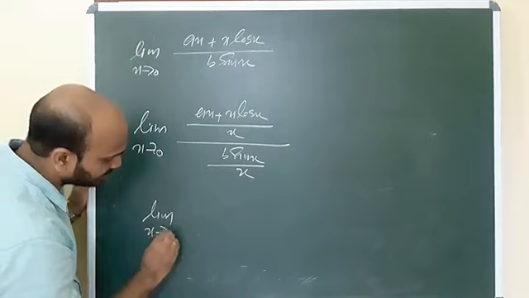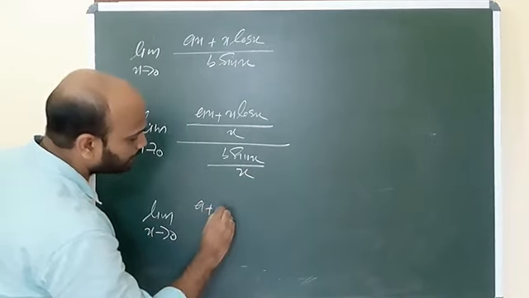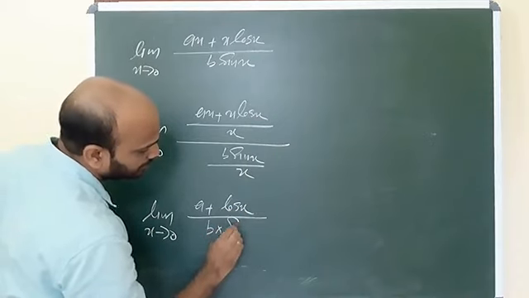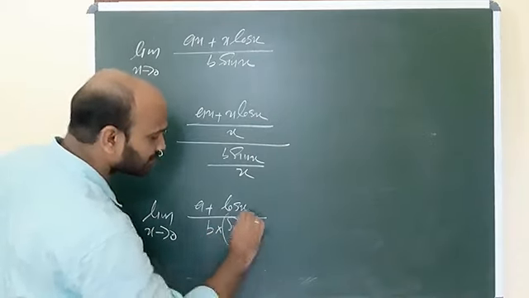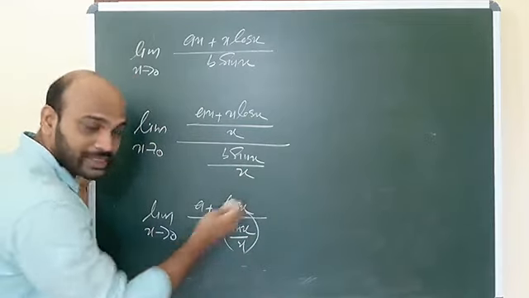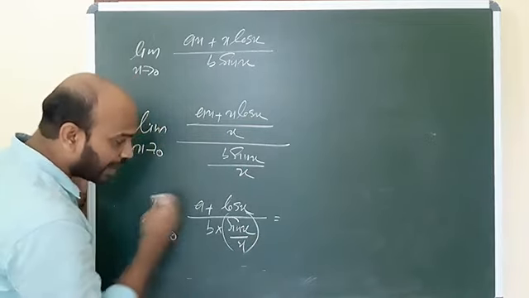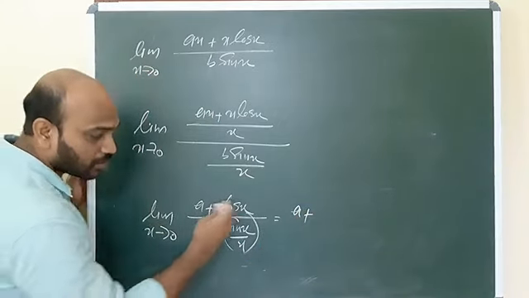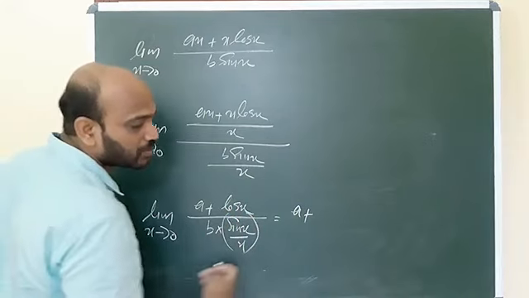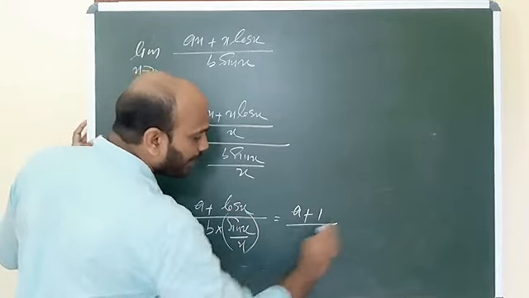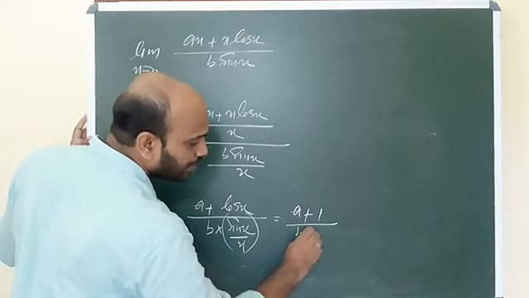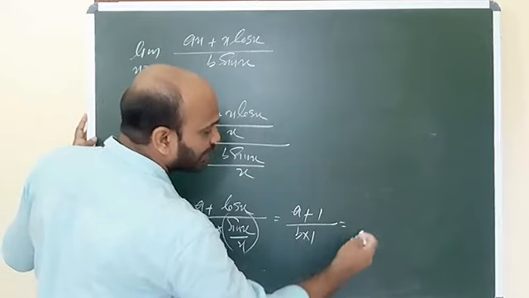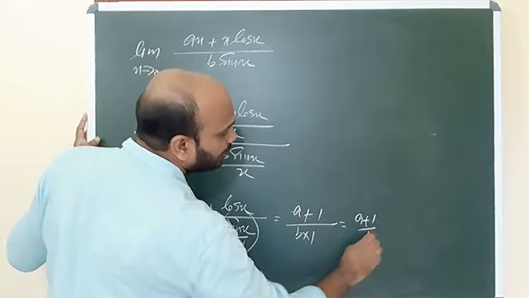So we'll get limit x tends 0, a plus cos x, right, by b into sin x by x. Now we can apply the limit to each term. Limit x tends 0 of a, a is a constant, it will always be equal to a. The limit x tends 0 of cos x will be cos 0. What about cos 0? Cos 0 equals 1, by b into limit x tends 0 sin x by x, which is equal to 1. So the answer will be a plus 1 by b.